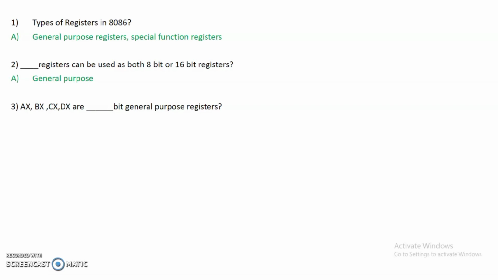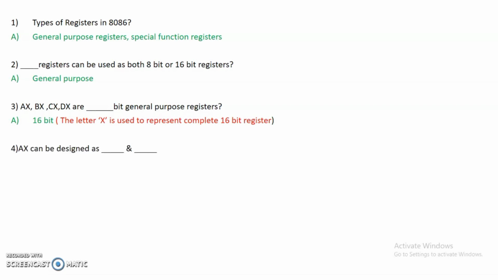Bit number 3. AX, BX, CX, DX registers are dash bit general purpose registers. The answer is 16-bit. Whenever a register name like A, B, C or D is followed by the letter X, it denotes a complete 16-bit register. So AX, BX, CX and DX denote the 16-bit registers.